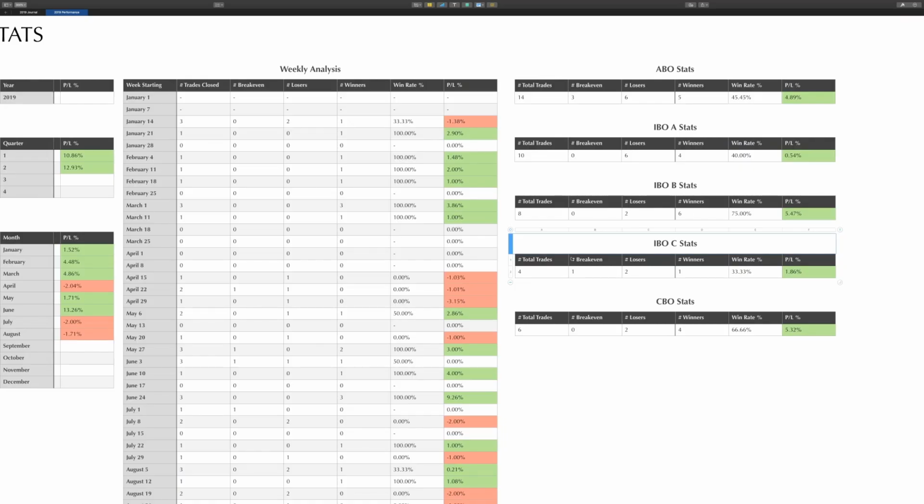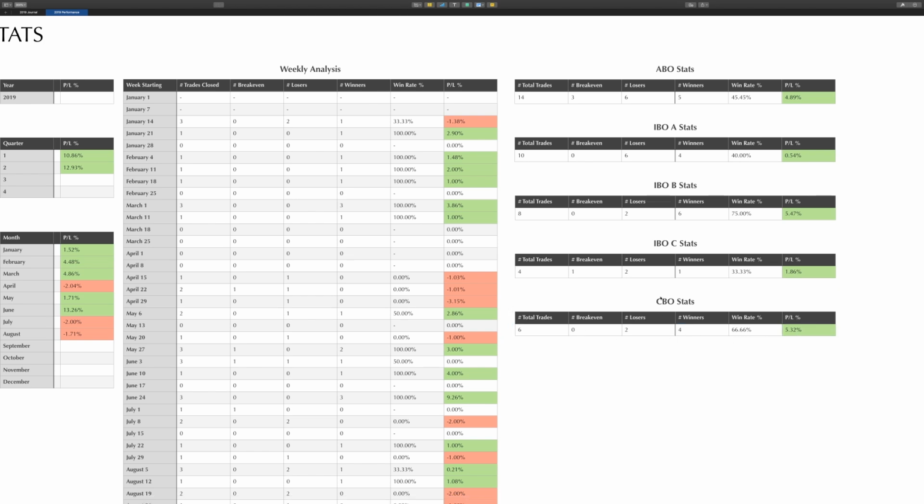And CBO statistics, good win rate on CBO, 66.6%. Not many trades though. 6 trades, 2 losers, 4 wins, 5% profit. This is not bad. Don't really have anything wrong to say with this analysis here. This is good because the profit is actually above 1% per win, right? So every winning trade has an average return of over 1% with that P&L here. So CBO is pretty good.